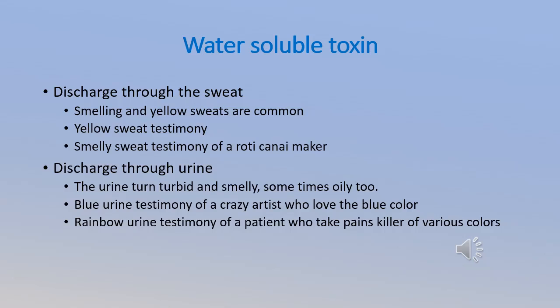So the water soluble toxin is discharged through the sweat, and also through the urine. Through the sweat, sometimes the sweat becomes smelly, and sometimes it becomes yellowish in color. That is quite common. So I can give you a few testimonies, the yellow sweat testimony.